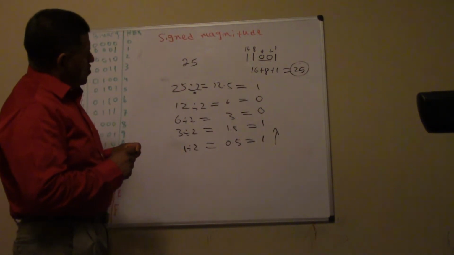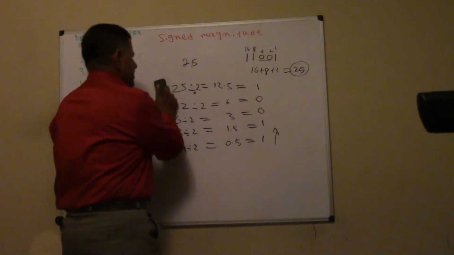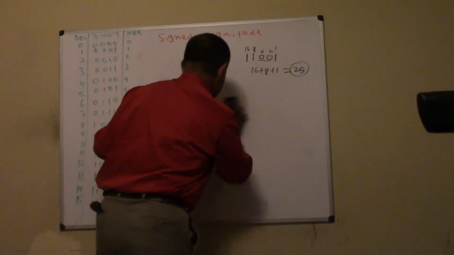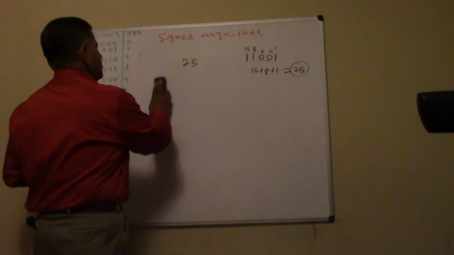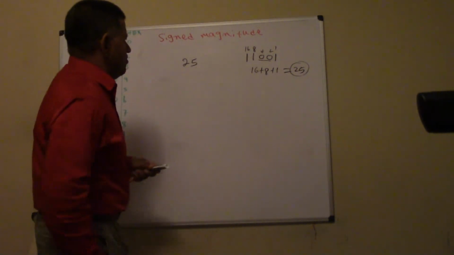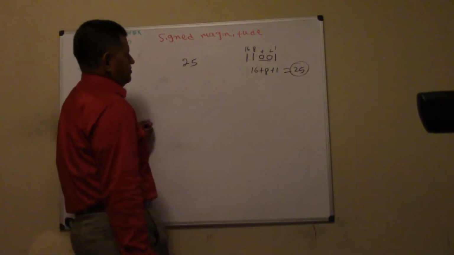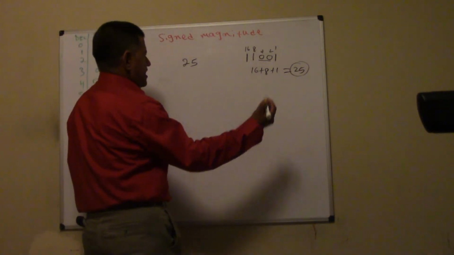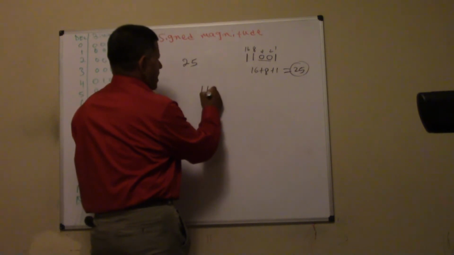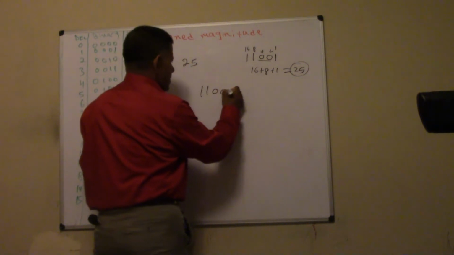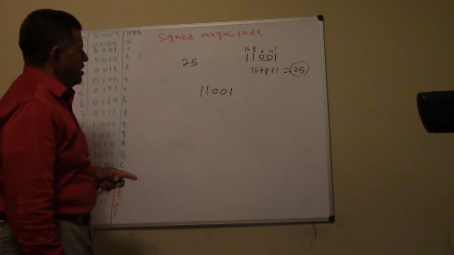All right, basically, I am just doing this again. At this point, if you want to use the calculator to convert that number into binary, it is fine as long as you understand the concept. So 1, 1, 0, 0, 1 is 25.